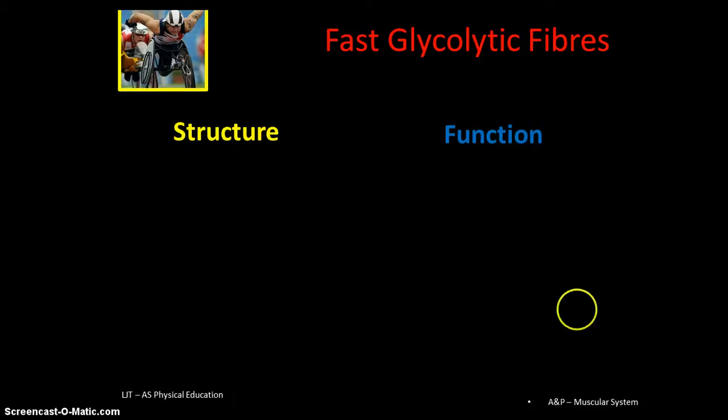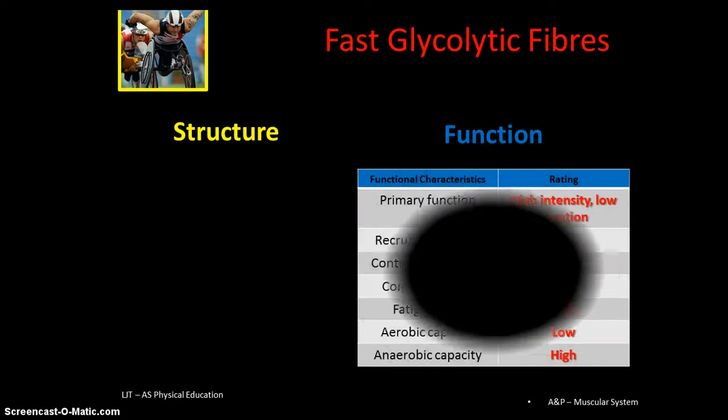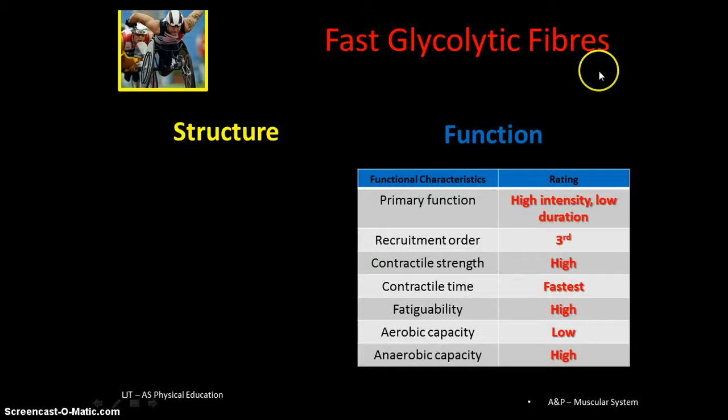So again, let's look at the three different kinds of fibres in terms of their structure and function. And you might find that you need to pause the video to have a closer look at these, because there's a fair bit of information. So the function of fast glycolytic fibres, they are mainly for high intensity, low duration activities, speed, power, strength. They're the third in the order of recruitment.